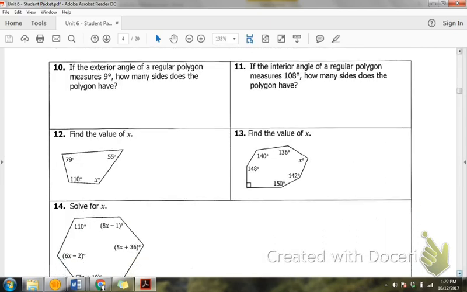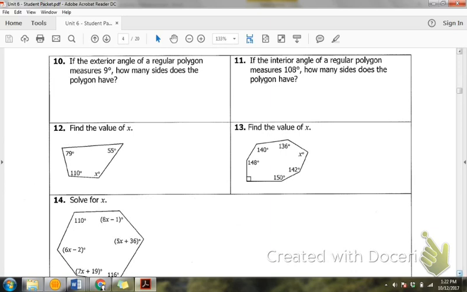Okay, let's look at number 11. It says, if the interior angle of a regular polygon measures 108, how many sides does it have? So the formula we're looking for here, it says interior angle. So we know how to find each interior angle, right? We do n minus 2 times 180, but then what else do we have to do? Divided by n. Okay, so that's our formula to figure out each interior angle. But it tells us that it equals 108. Okay, so we set up our formula and equal it to 108.